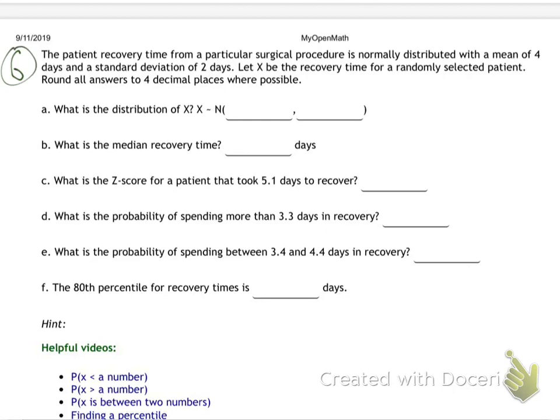Okay, so number 6. The patient recovery time from a particular surgical procedure is normally distributed with mean 4 days, standard deviation 2. Let X be the recovery time. So you know what we do here? We put the mean and the standard deviation. The mean is 4 days, standard deviation 2. That's a normal distribution. What is the median? What's the median? It's the middle. Whether you call it mean or median, it's going to be the same thing, isn't it? It's going to be the 4. It's the middle. Let's keep going. What is the Z-score for a patient who took 5.1 days to recover?